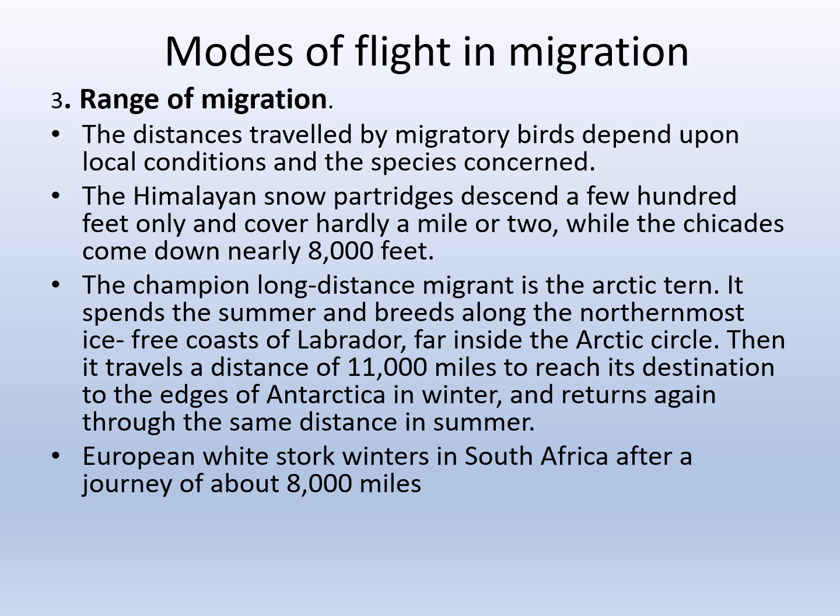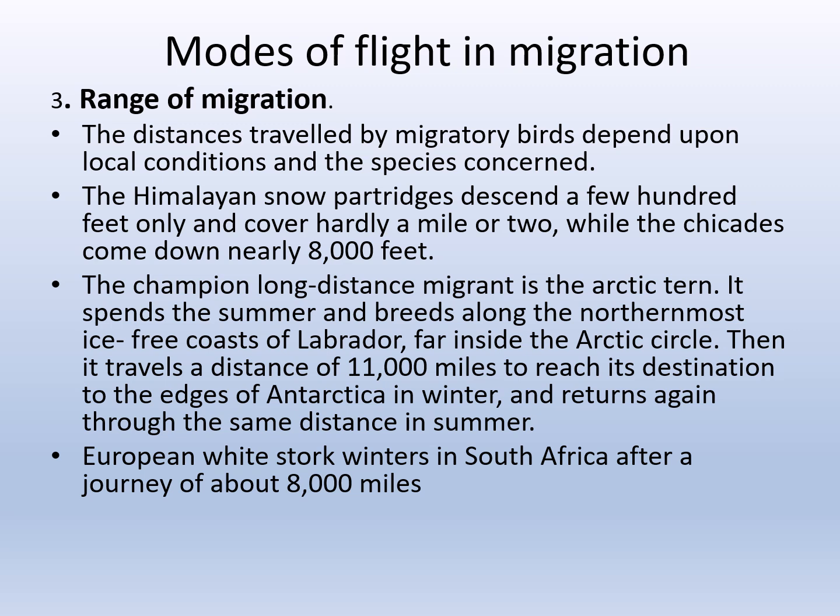The range of migration. The distances traveled by the migratory birds depend upon the local conditions and the species concerned. The Himalayan snow partridges descend a few hundred feet only and cover hardly a mile or two, while the cicades come down nearly 8,000 feet.